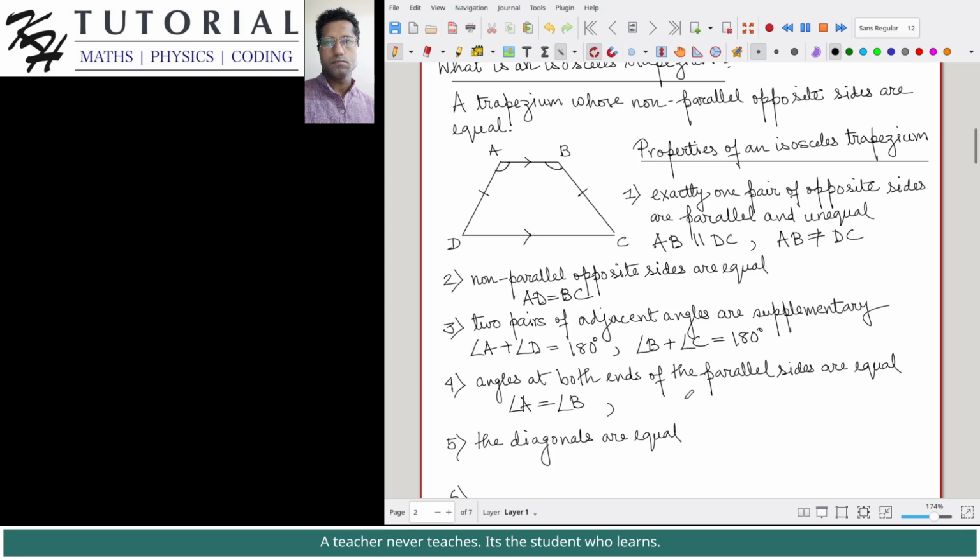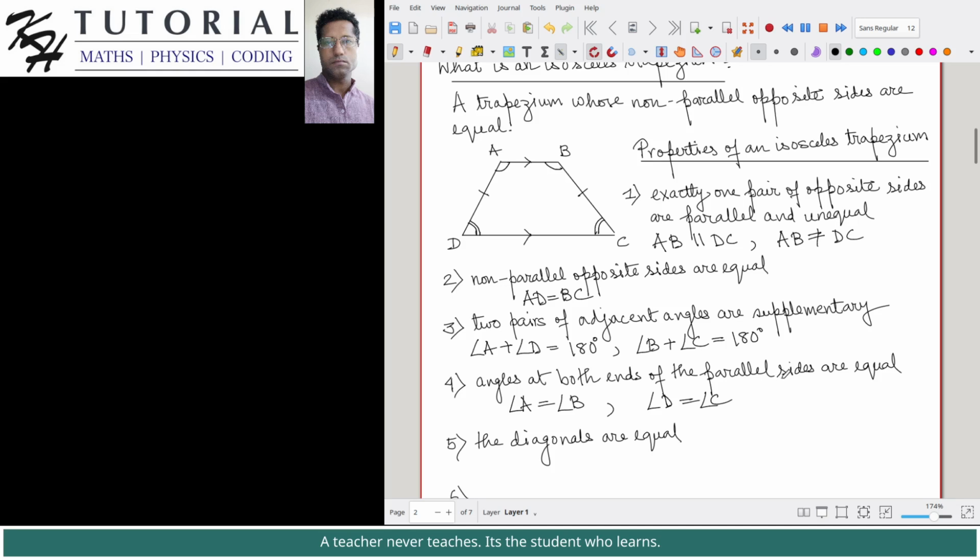Similarly, for the base DC, that is the opposite side of the side AB, the angles at the opposite ends of the base DC are angle D and angle C. So they will also be equal. Angle D will be equal to angle C. This is a very important property of an isosceles trapezium.